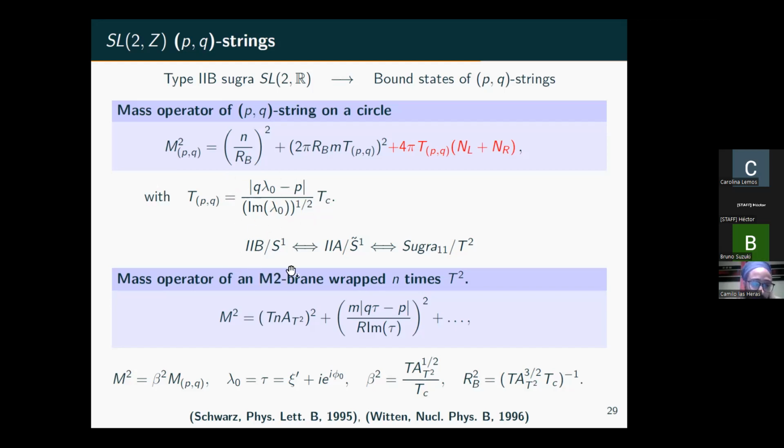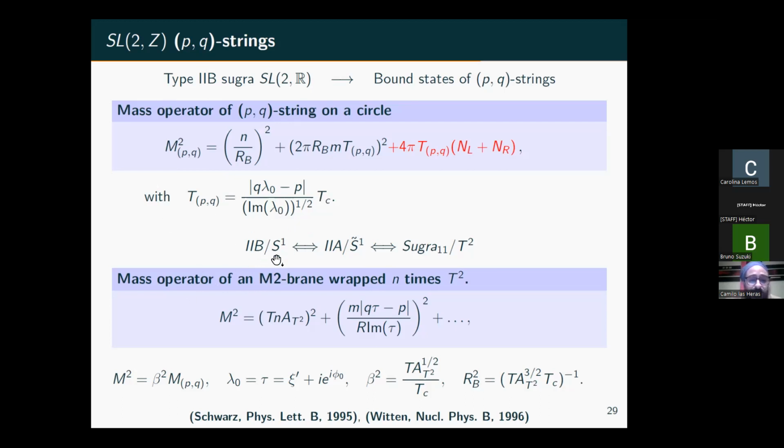But as I showed you before on the first slide, type 2B and type 2A are T-dual to each other, and type 2A string theory may be understood as M theory on a circle. Therefore, M theory, or at low energies supergravity in 11 dimensions, on a torus should be able to reproduce type 2B string theory on a circle, type 2B supergravity on a circle.